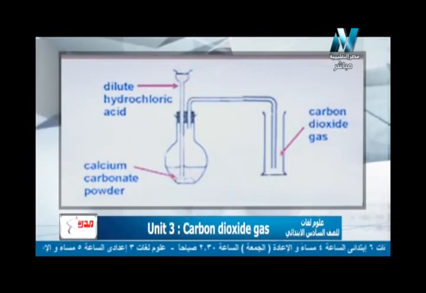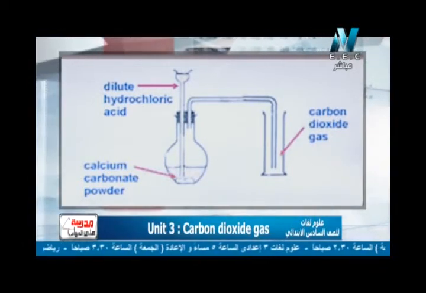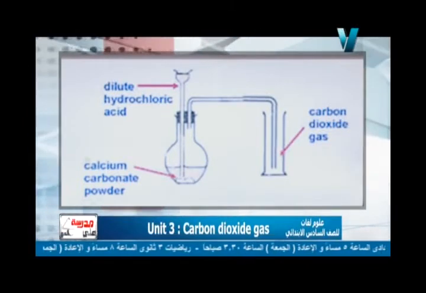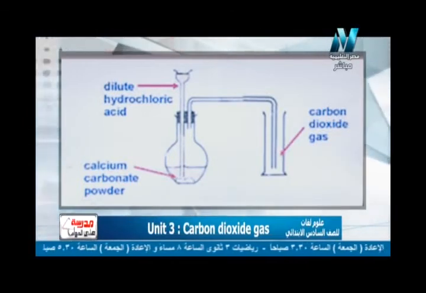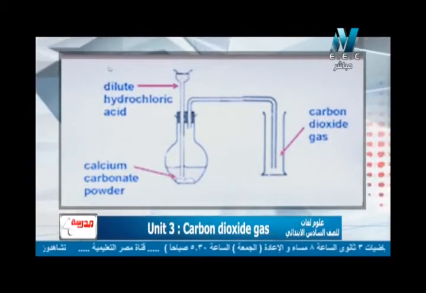This apparatus contains what? It contains a flask. Here I have a flask, a conical flask, of course we call it a flask. It contains what? It contains calcium carbonate powder. Calcium carbonate powder. What does calcium carbonate mean? A chemical substance we call calcium carbonate.